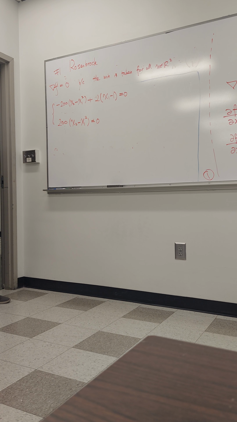And then we have the second term. If we take the derivative of that, we use the chain rule. It's 2 times 1 minus x1, then we times minus 1. Same thing for x2: we only have the first term, so it's going to be 200 times x2 subtract x1 squared. And then with the chain rule, it's multiplied by 1.